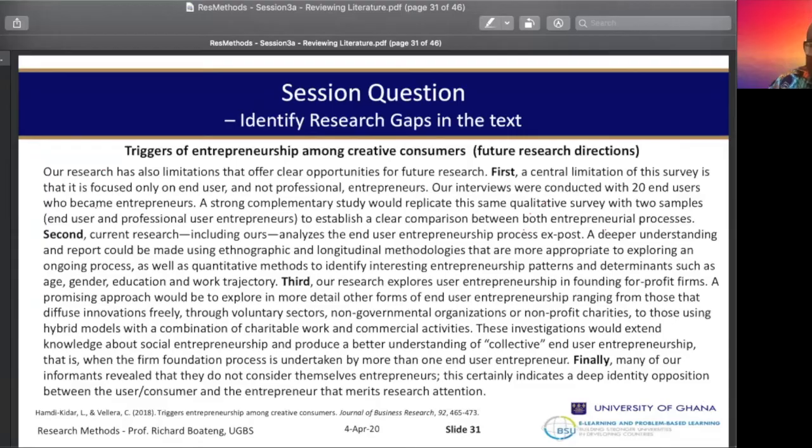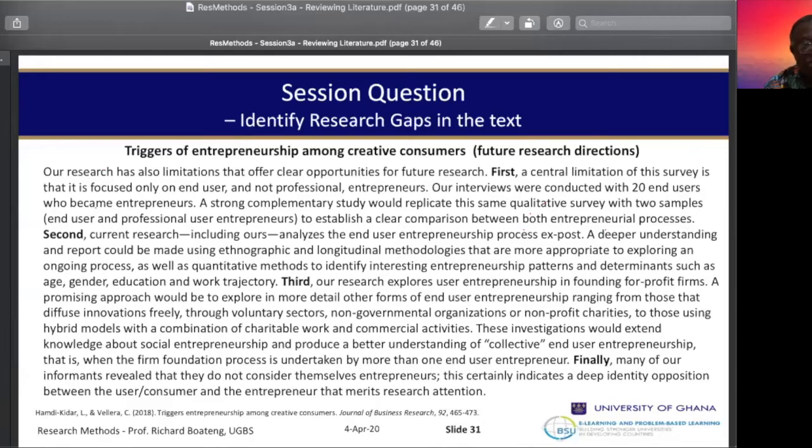First, our central limitation of this survey is that it's focused on only end users and not professional entrepreneurs. Our interviews were conducted with 20 end users who became entrepreneurs. A strong complementary study, that means somebody can do a similar study by replicating the same qualitative survey with 2 samples. What he's trying to say is that future studies can do the same study. Use my questions, don't change my questions. Use the same questions I use, but use 2 different samples. One should be an end user, and one should be a professional entrepreneur.